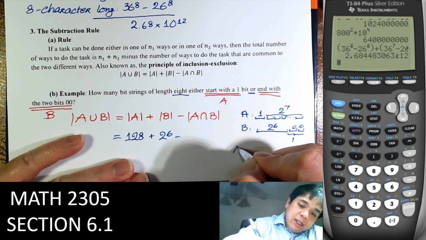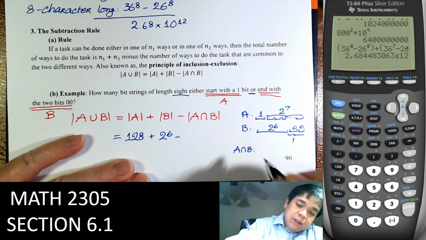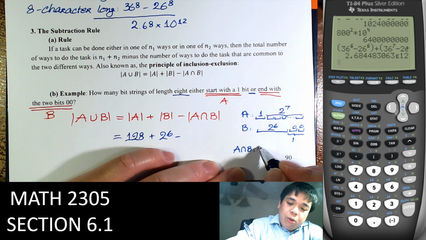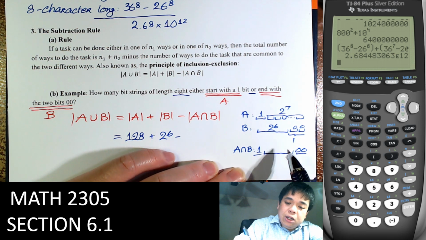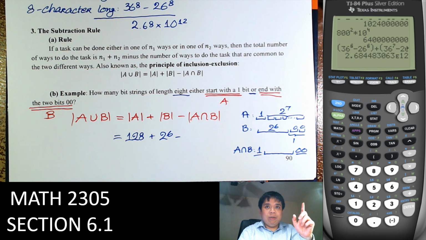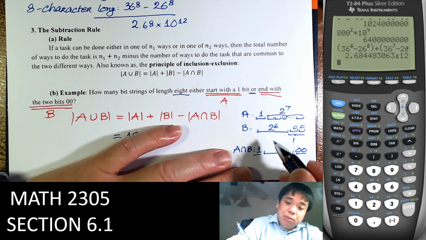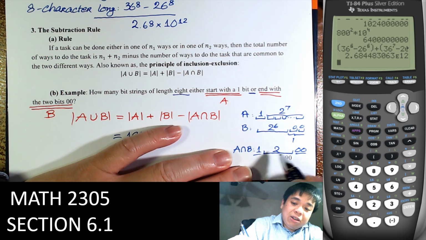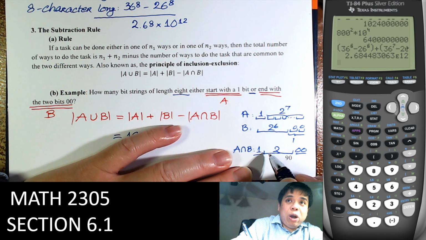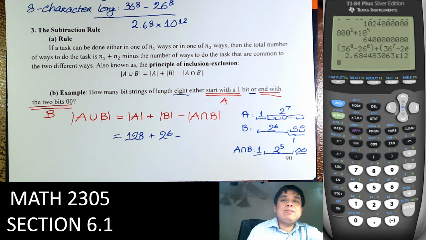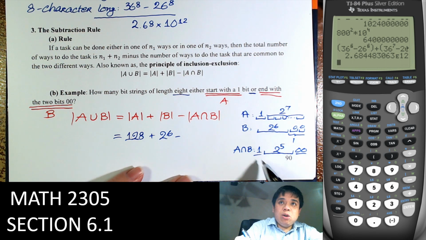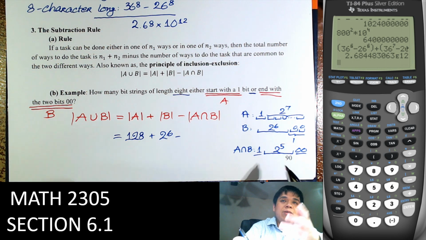Now A intersect B. So have 1 and then 0 0 at the end. So I have one option for 1 from the beginning. Only one option, 0 0 at the end. In the middle though, there are 5 digits left, which can be anywhere from 0 to 1. So we have 2 to the 5th. Right? So the middle can be 0 or 1 5 times. 2 to the 5th, 32.